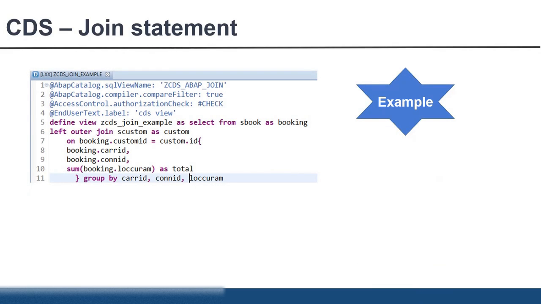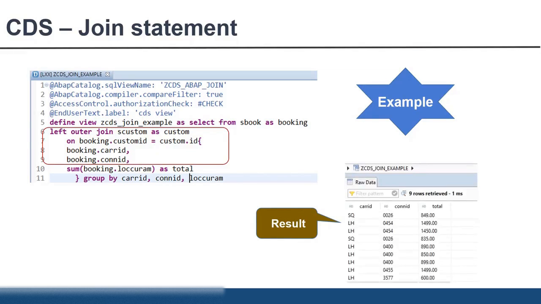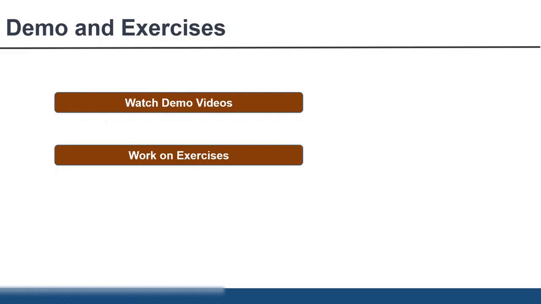An example of join statement, a left outer join. We're joining the data from two tables, scustom and sbook. And we have the group by also. And here's the result. Next section, watch the demo videos and work on exercises.